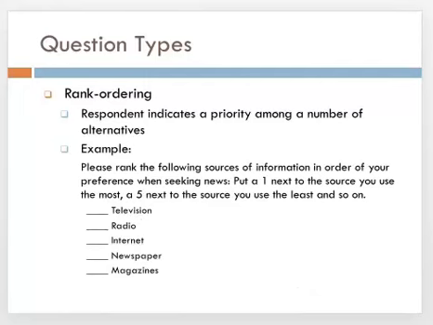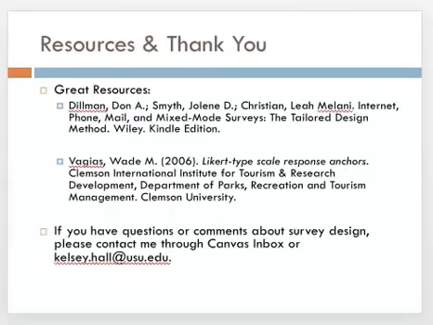The other type of question is a rank order. You basically force respondents to indicate a priority among the number of alternatives. So please rank the following sources of information in order from your preference when you're seeking out news. Put a 1 next to the source you use the most, or a 5 next to the source you use the least, and so on. And in 2 sentences, I have clearly told them I want them to rank these channels and how I want them to rank, so that then they will understand what I'm asking them to do for this rank order.